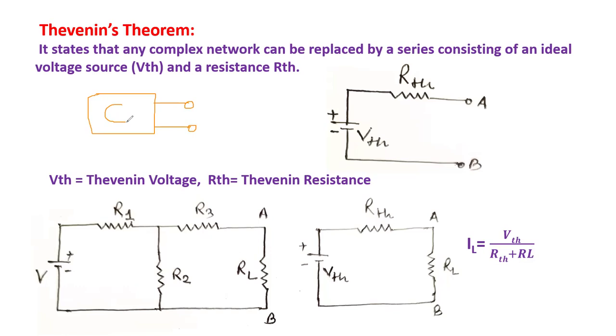It states that any complex network can be replaced by a series consisting of an ideal voltage source and a resistance in series. It is possible to show. So this VTH, because this theorem was given by Thevenin, we call the Thevenin voltage VTH, and the resistance is the Thevenin resistance RTH. It is possible to show them in series, and the load resistance would be connected to the points A and B.